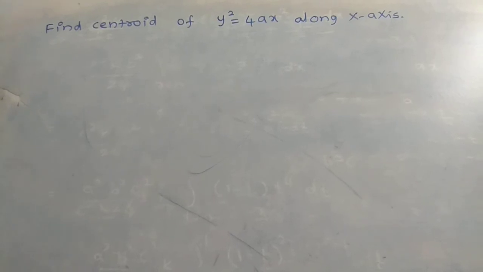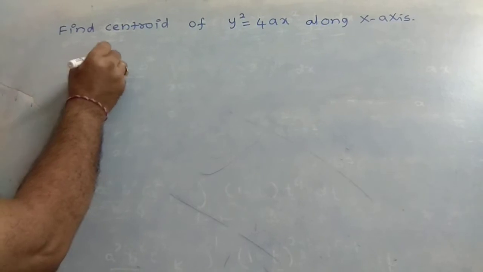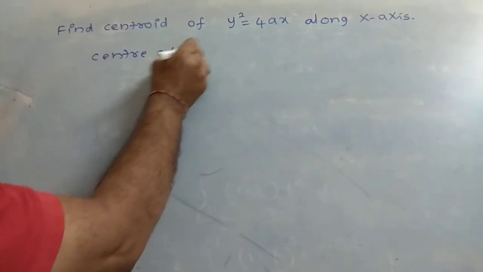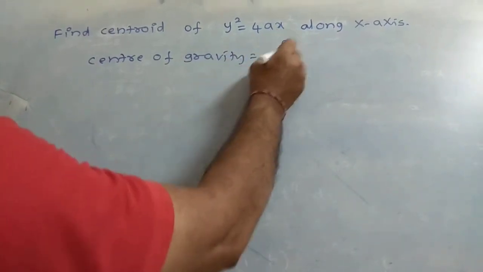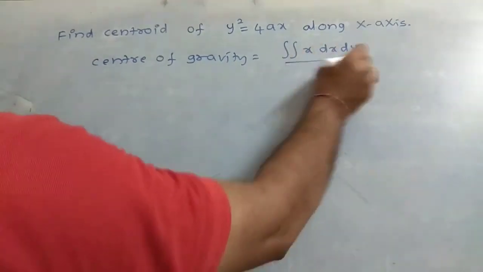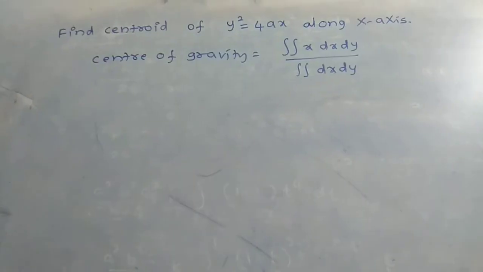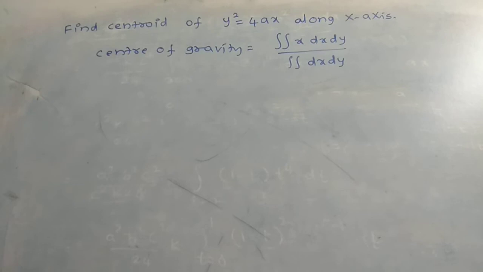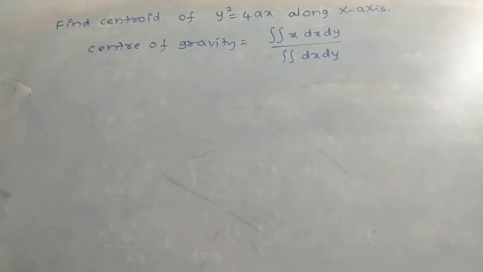So what is the formula corresponding to center of gravity? That center of gravity, or you can say centroid, the formula for this is equal to double integral x dx dy divided by double integral only dx dy. Now our main problem is we need to calculate your x and y limits, and based on that you can directly enter onto your given problem.